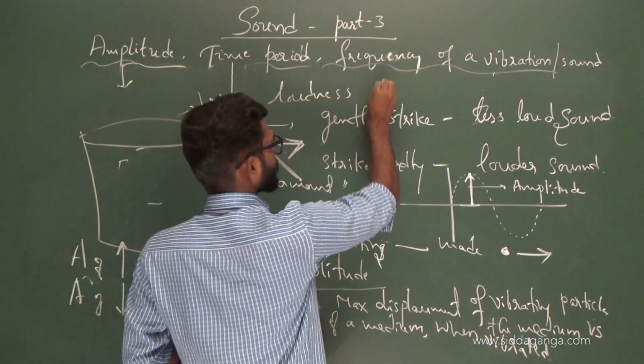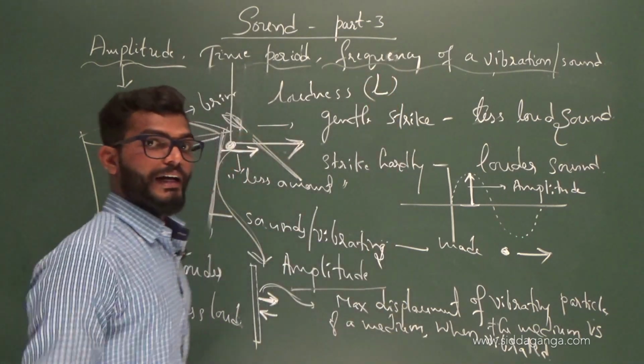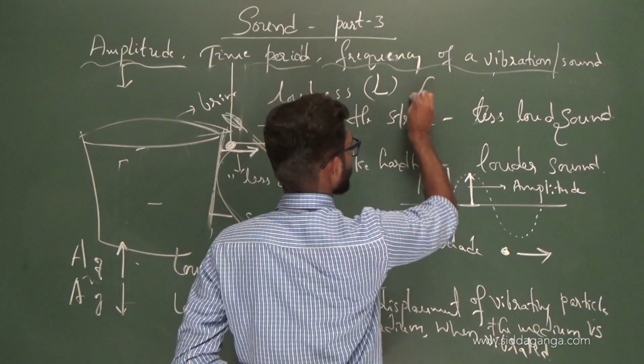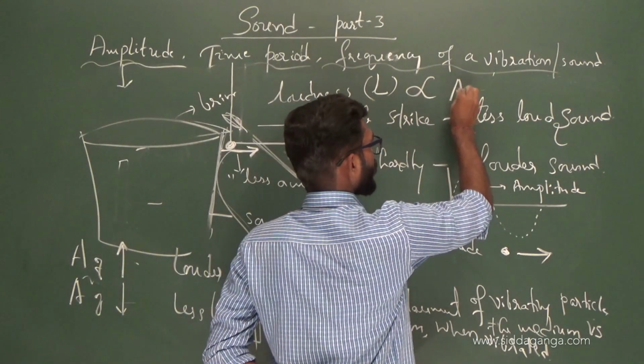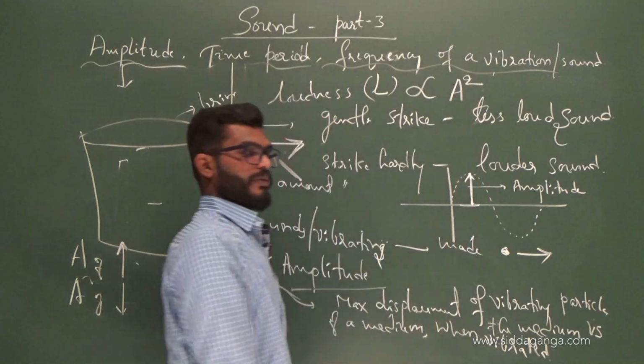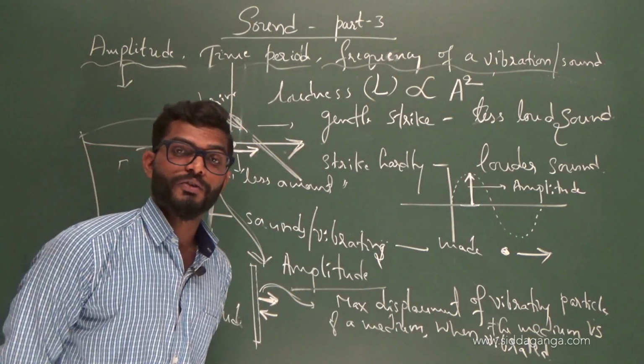Loudness of a sound, say L. Loudness of a sound depends on amplitude, not only on amplitude, but on the square of the amplitude.